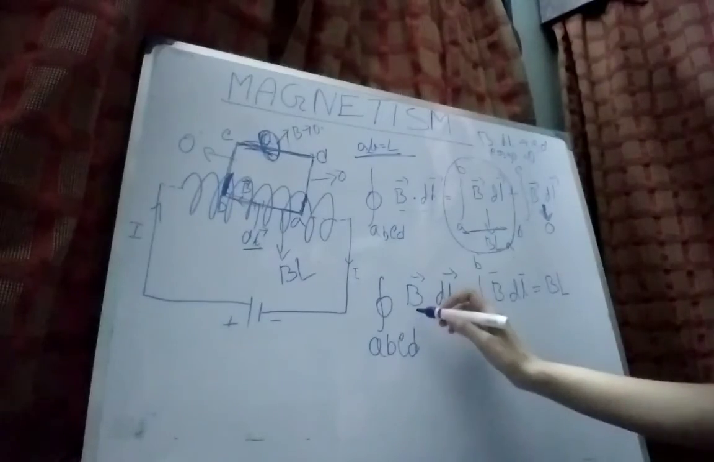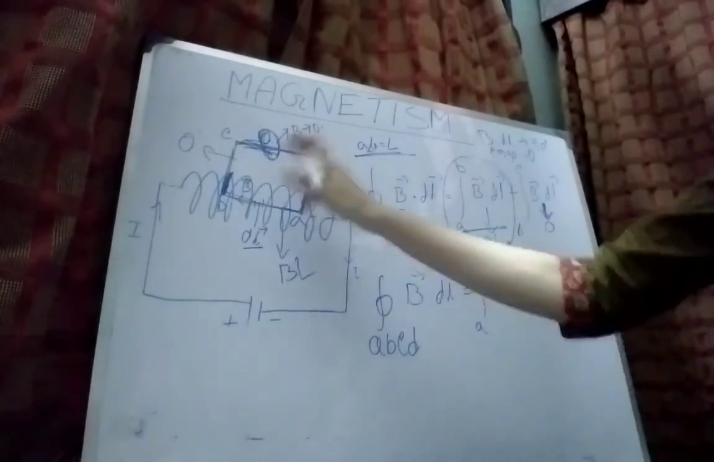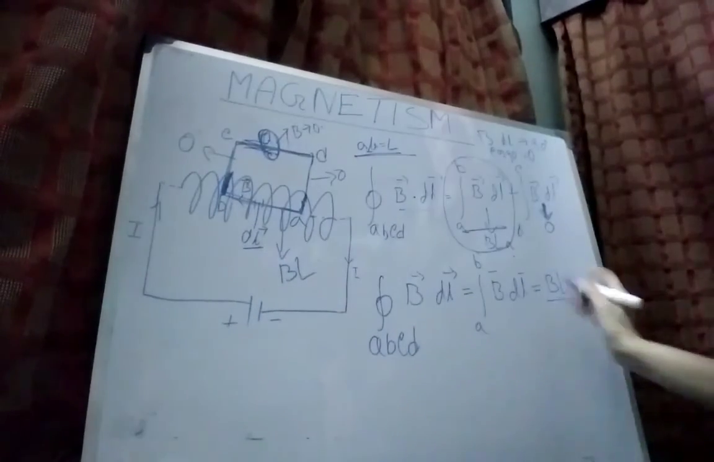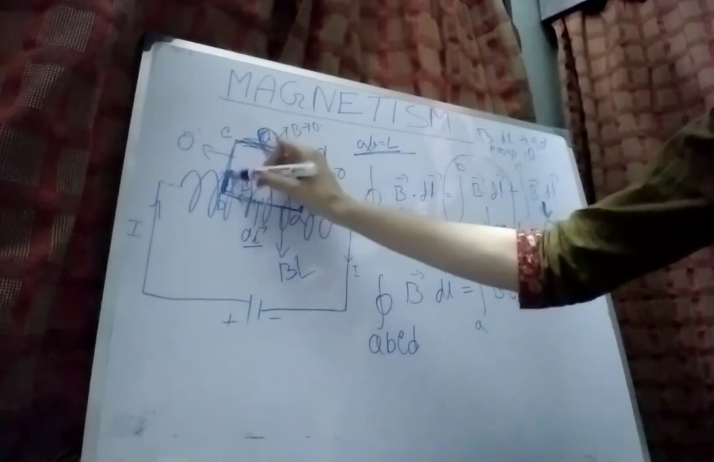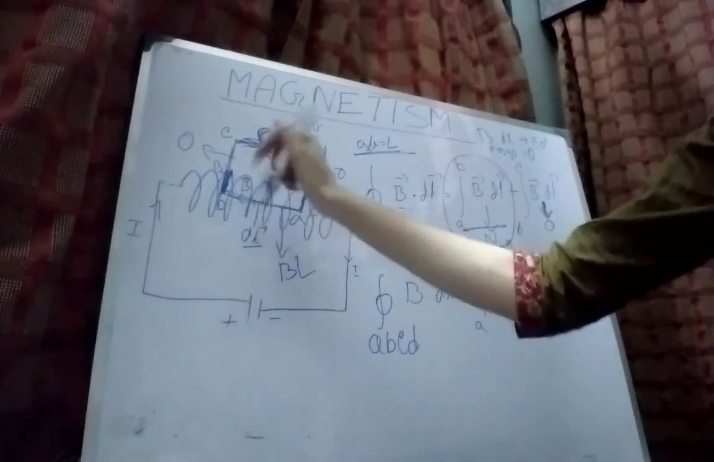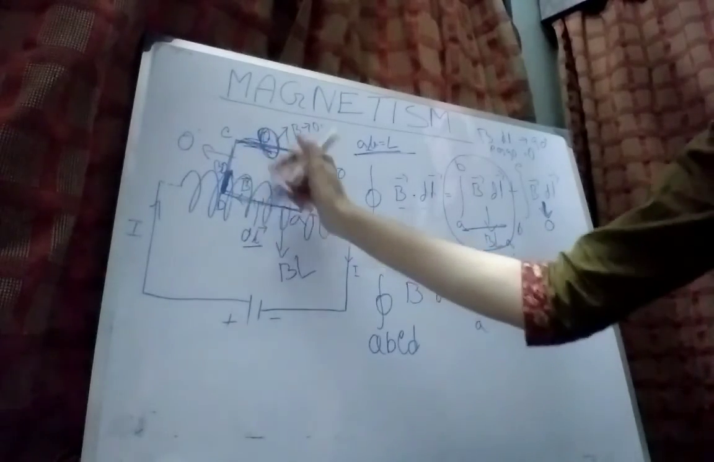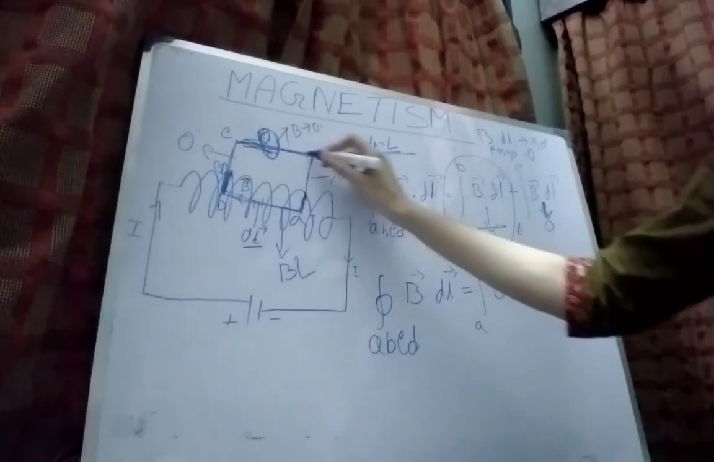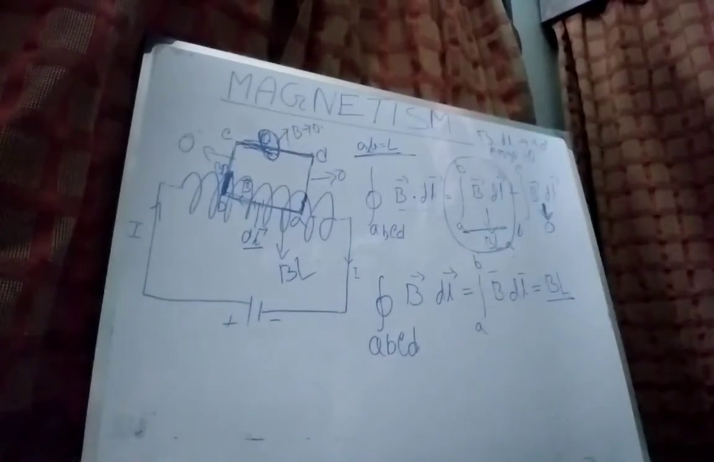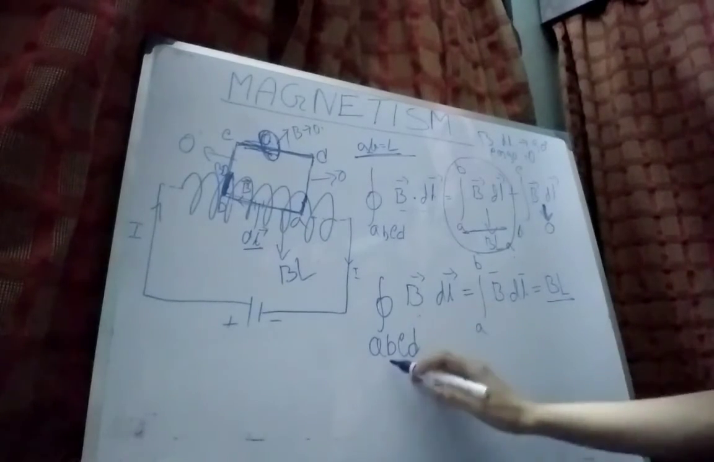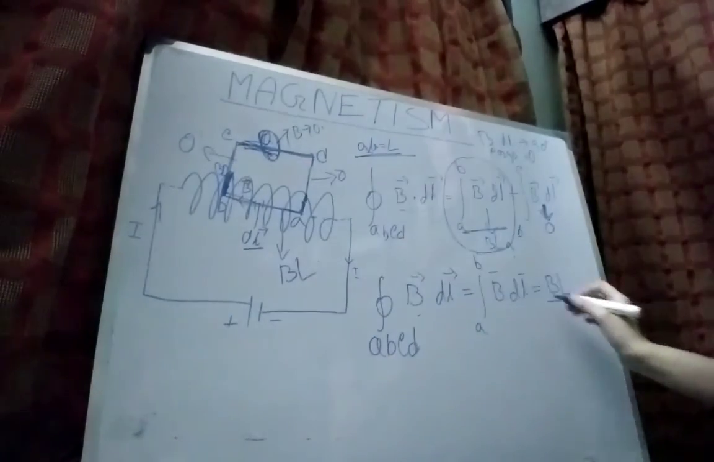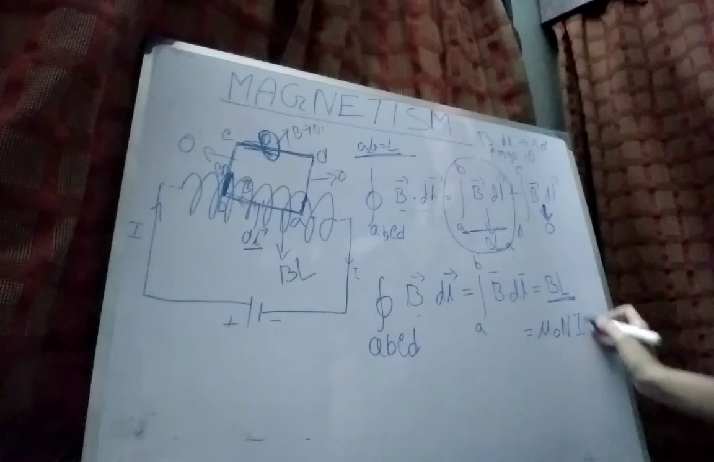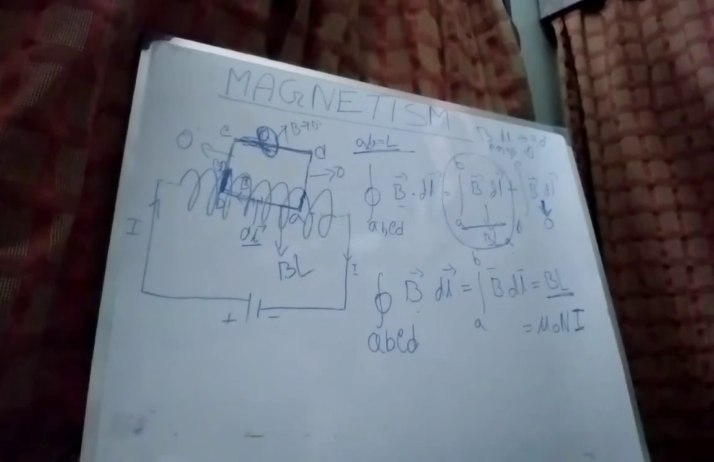We get the magnetic field for this closed loop only because of this length AB, that is BL, and in other cases the angle between the magnetic field and the length dl is 90 degrees. So for these two lengths the contribution is 0, and as this one is outside the solenoid, the magnetic field here will also be 0. So for this loop ABCD, the integral of B dot dl equals BL, and that also equals mu 0 n I, from Ampere's circuital law.